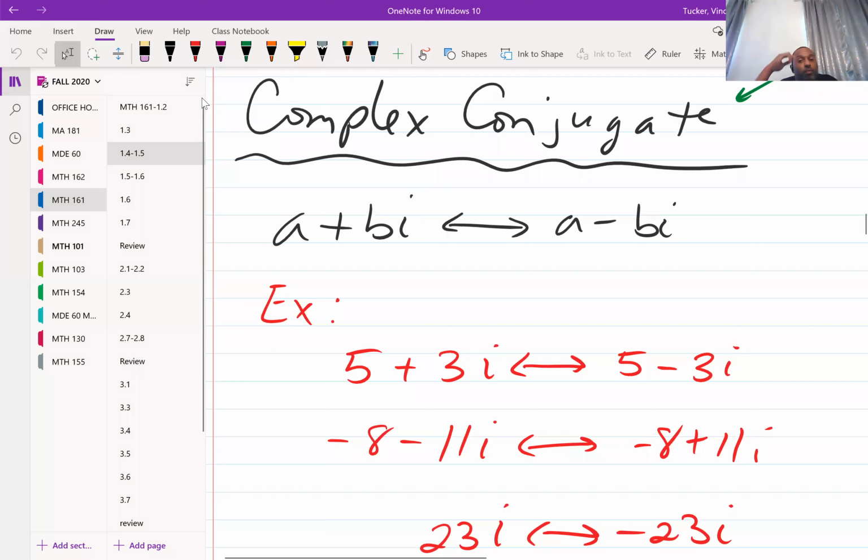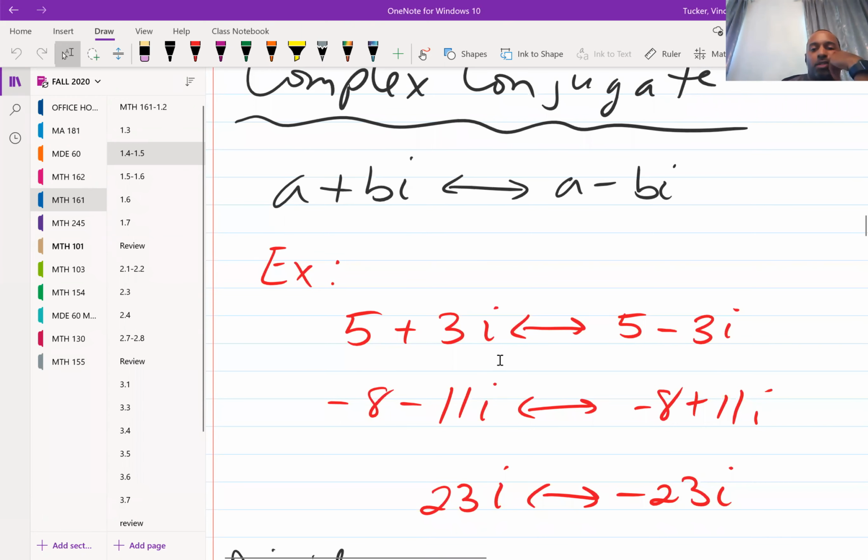All right, so your complex conjugate is simply changing the sign of your imaginary part. So if we have a plus bi, the complex conjugate of a plus bi is a minus bi. So you're just changing the sign of your imaginary part. All right, so here are a few examples. And notice I have the arrow going back and forth because, if you had a minus bi, then the complex conjugate would be a plus bi.